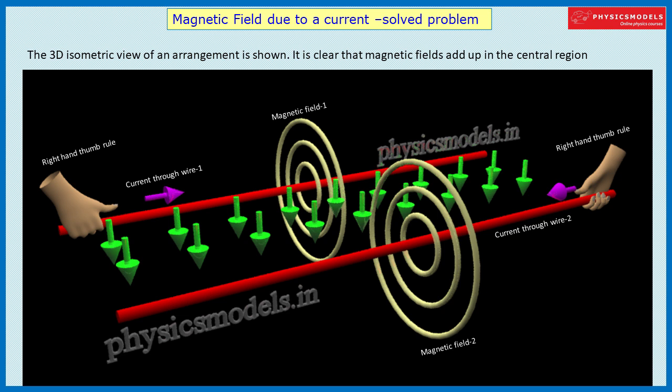And so you can see that in the region between the two wires, the magnetic field from wire 1 is pointing downwards. The magnetic field from wire 2 also is pointing downwards. Hence you see two sets of green arrows. Therefore, the magnetic field will essentially add up in the central region between the wires.